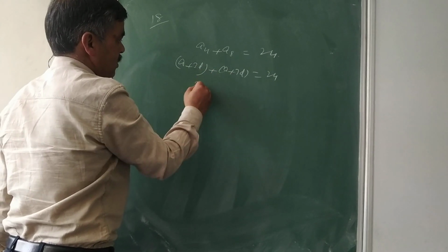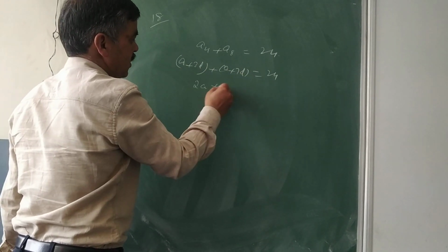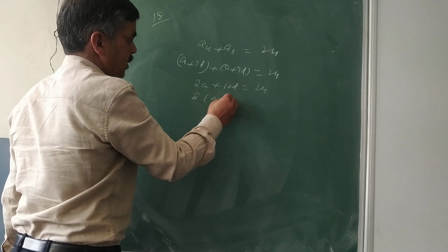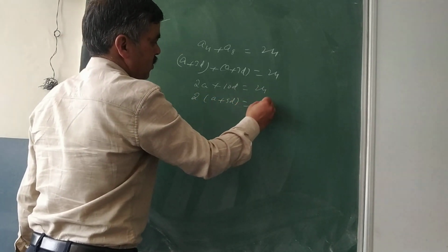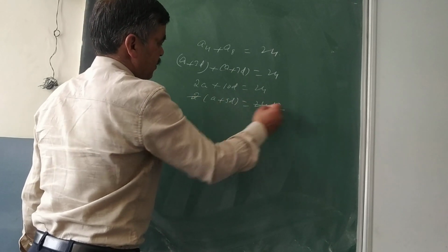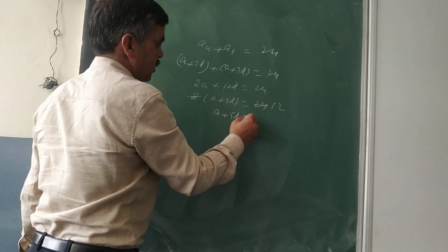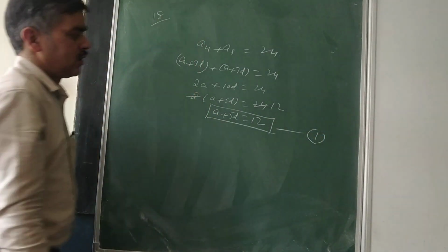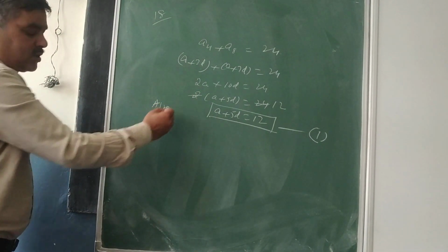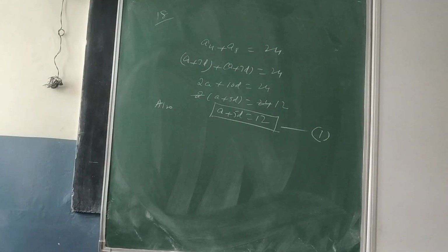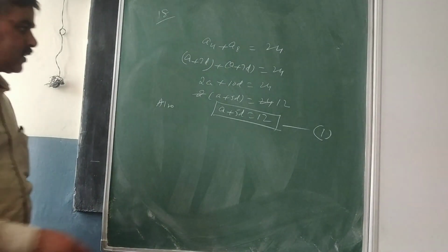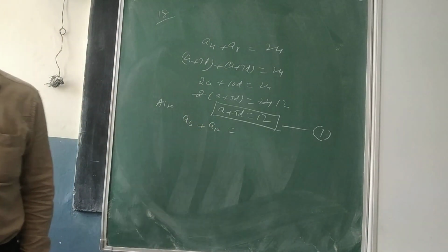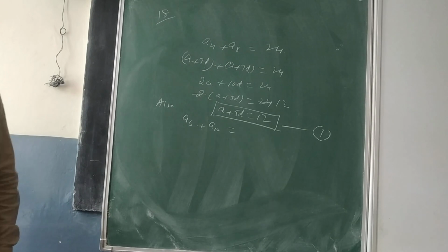So A plus A is 2A, 3D plus 7D is 10D, is equal to 24. That means 2 is common. A plus 5D is equal to 24 divided by 2. Cancel it out, your equation number 1 is there. What is that? A plus 5D is equal to 12. Also, the second condition is given to you, that is the sum of the 6th and 10th terms. So A6 plus A10, that is also given, is equal to 44.